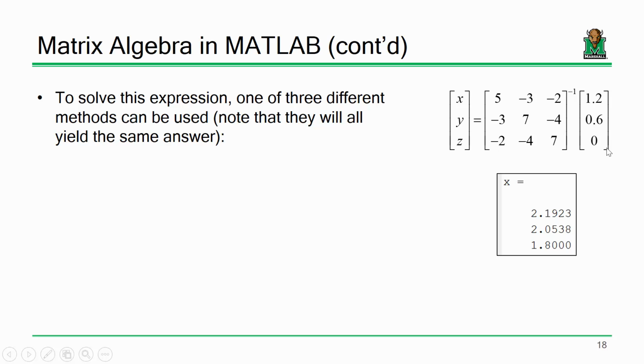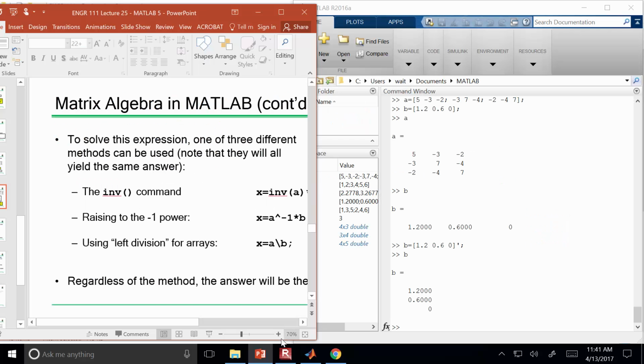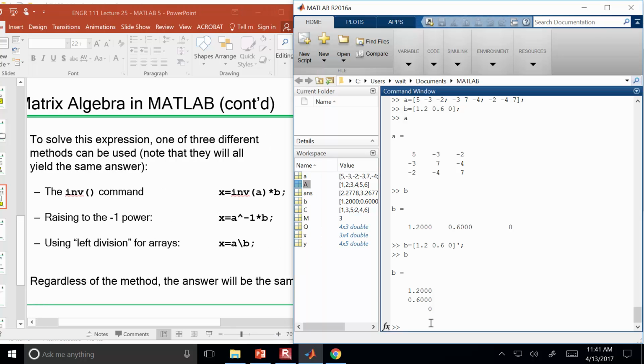Now there's a couple of ways we can do it, and we're going to get the same answer with all the different approaches. So you could use the inverse command. That will solve for the system of equations. Let's try that. Let's try x equals the inverse of A times B, and find out what we get for x.